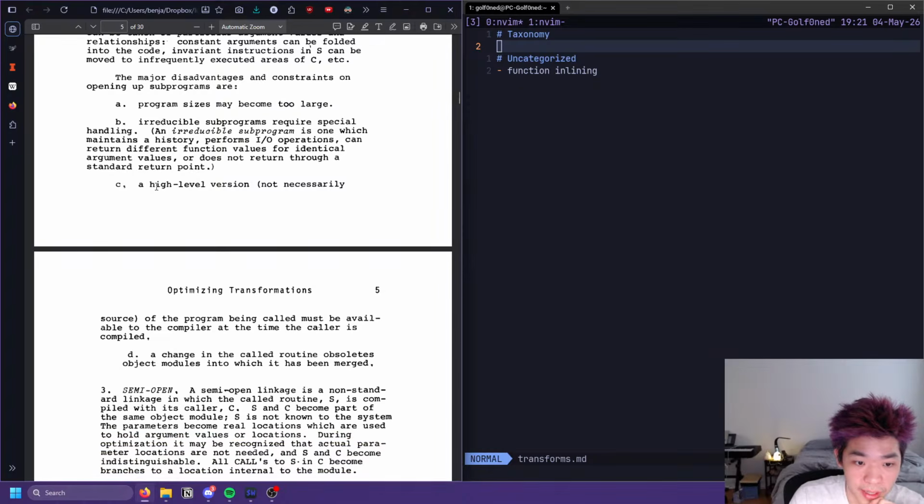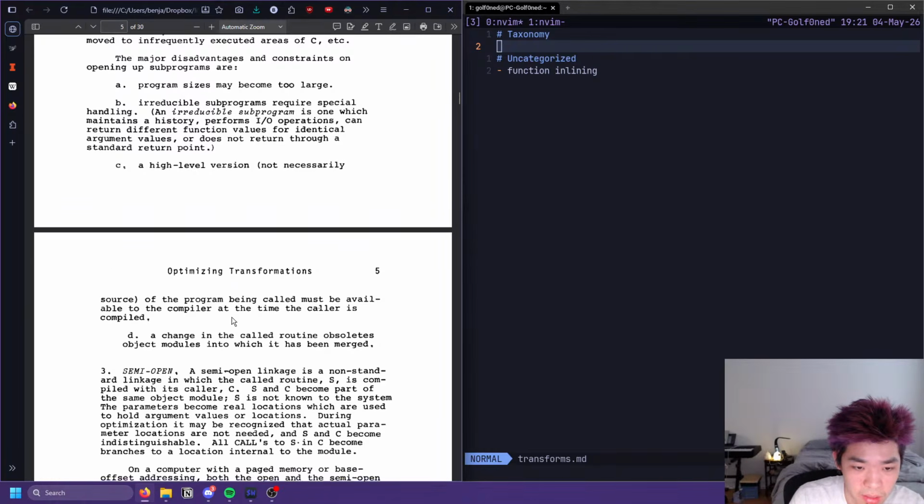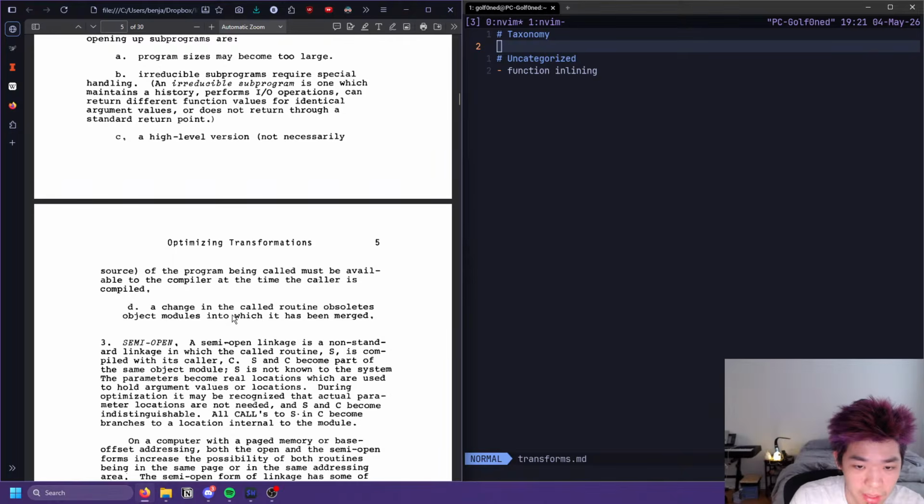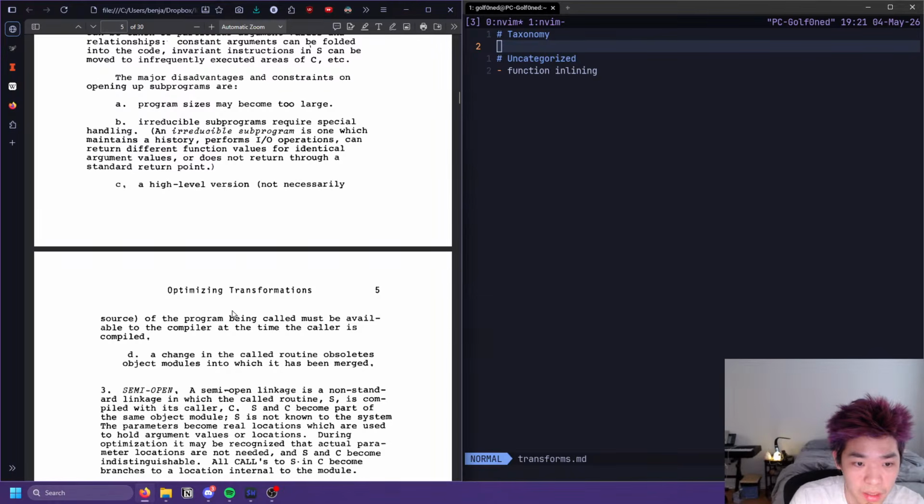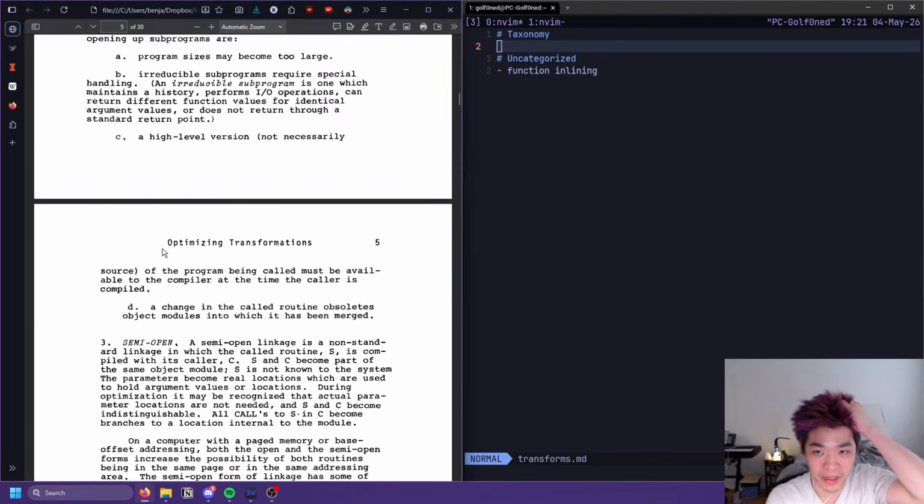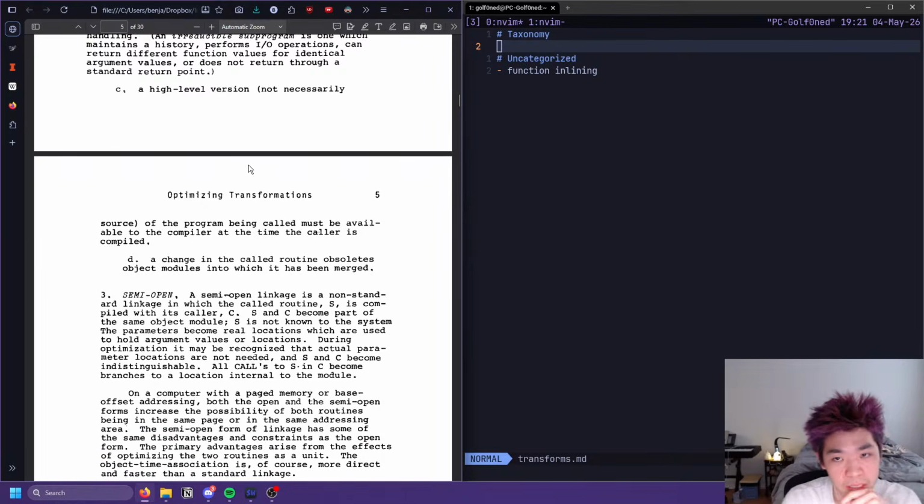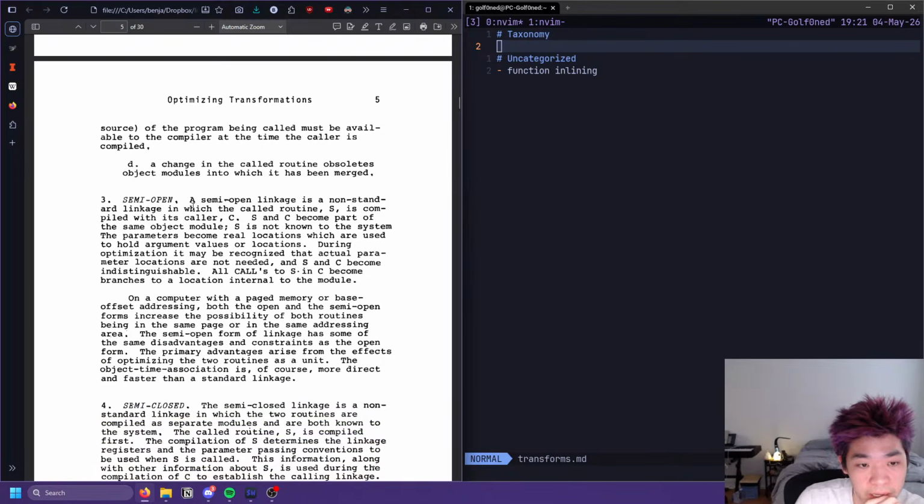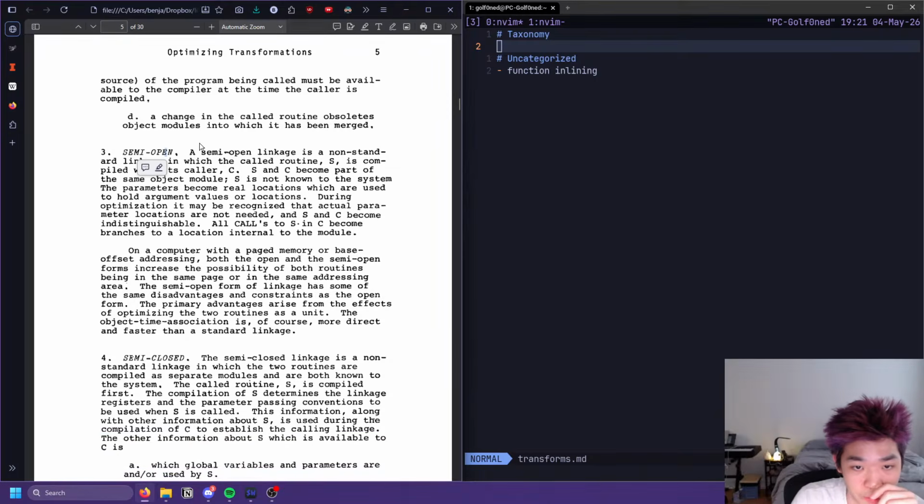Okay, and then high-level version of the program being called must be available. I don't get that. Is this just saying we have to have the function being inlined? I guess that's probably what it's saying. Okay. And then what is semi-open?